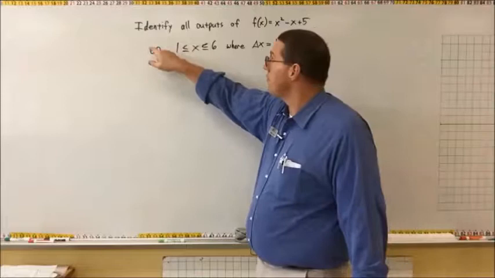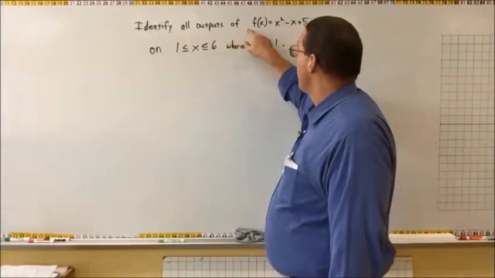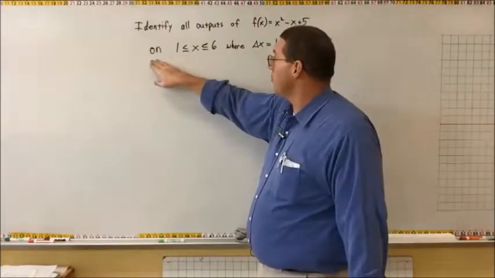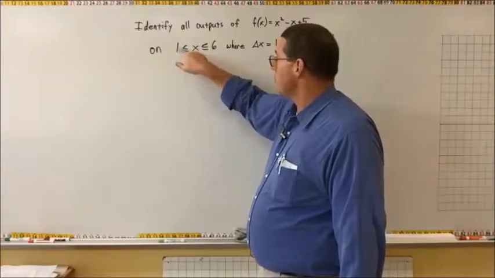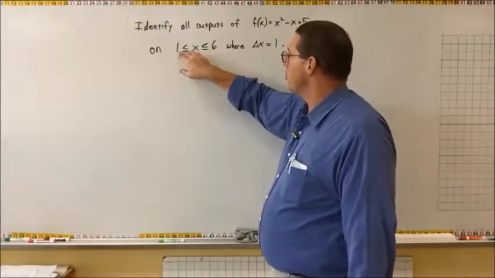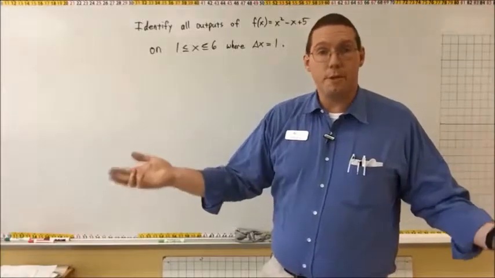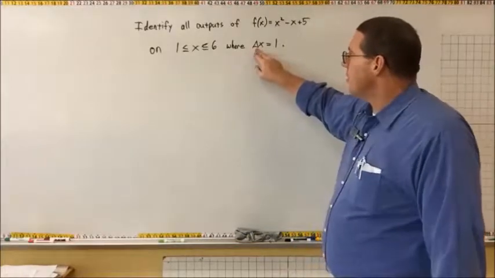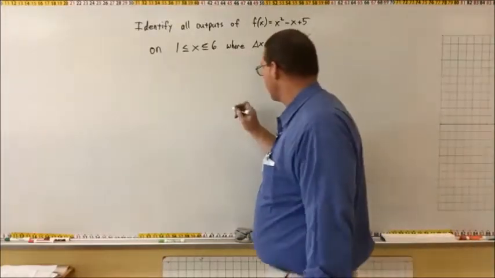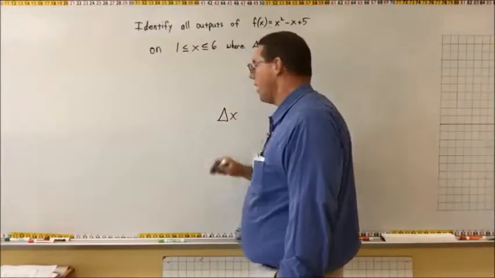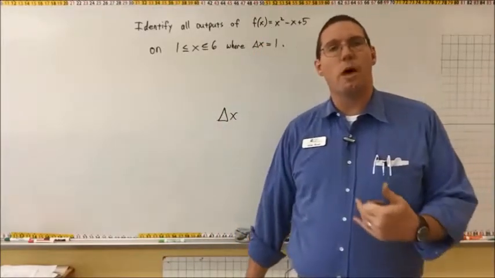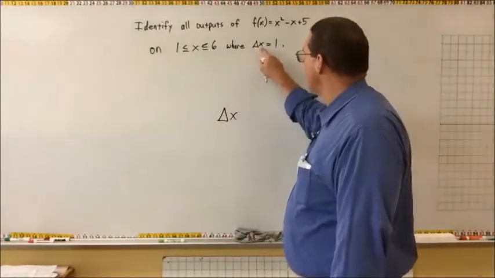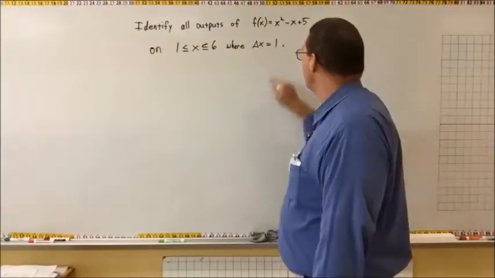Okay, so let's start over again. Identify all outputs of f of x, where f of x is equal to x squared minus x plus 5, on the interval where x is between 1 and 6 inclusive, which means including 1 and 6, where, see this? That's the Greek letter delta, delta x. And when we write this little triangle with an x, that means delta x. But the way we read it is change in x, where the change in x is equal to 1.